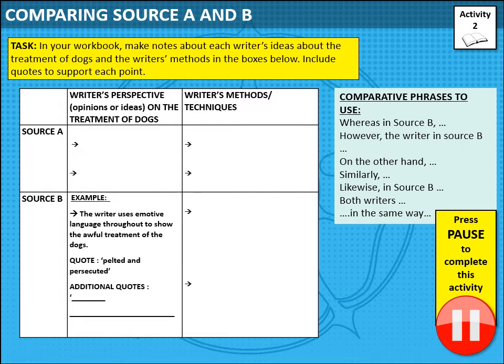For activity 2, you need to make notes about each writer's perspectives or ideas about the treatments of dogs. In the second column, you need to write down the writer's methods or techniques that have been used. Make sure you include quotes to support each point. Press pause to complete this activity and then press play to move on.